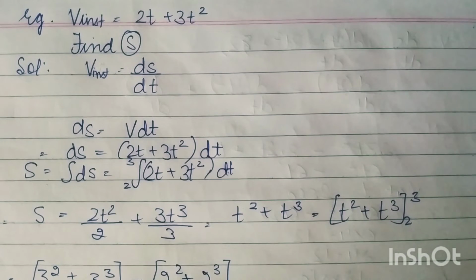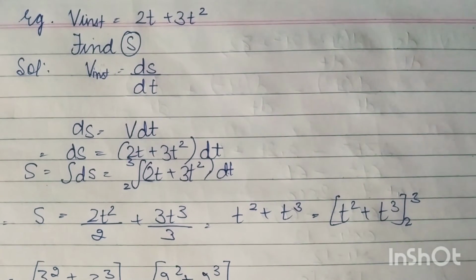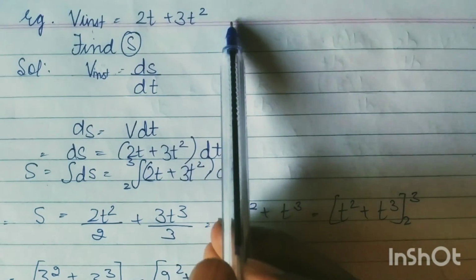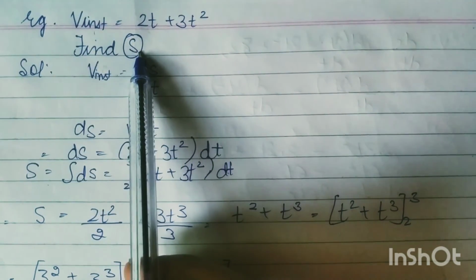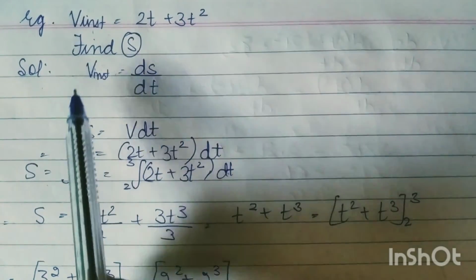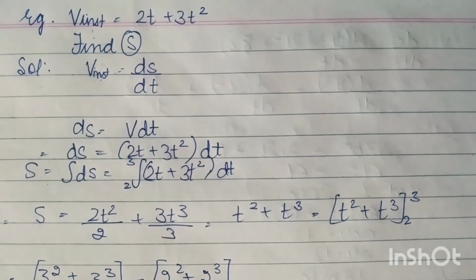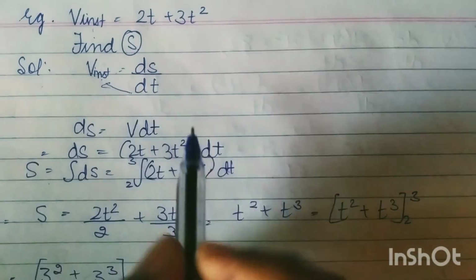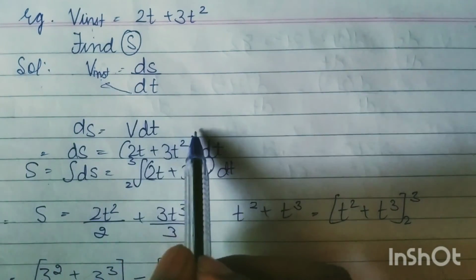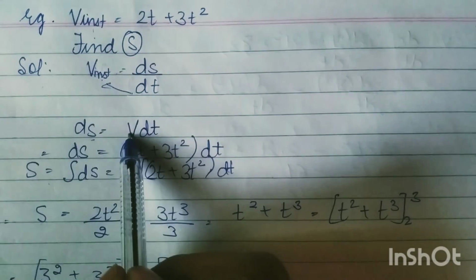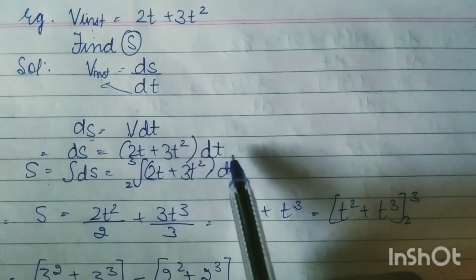Now coming further. As we have done one numerical for differentiation, we will do one numerical for integration also. We are given instantaneous velocity as 2t plus 3t square and we have to find s, that is your distance. So the solution will be: instantaneous velocity is ds upon dt, that is change in distance with respect to time. Now you will cross multiply and you will get ds is equal to v dt. Because you have to find ds, you will do v dt. ds will be v, what we are given, 2t plus 3t square into dt.